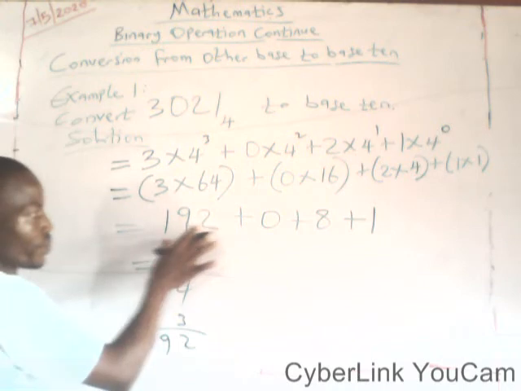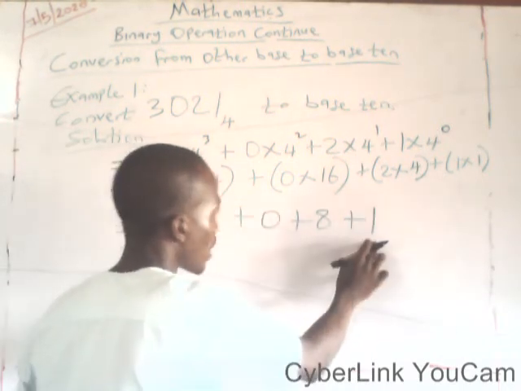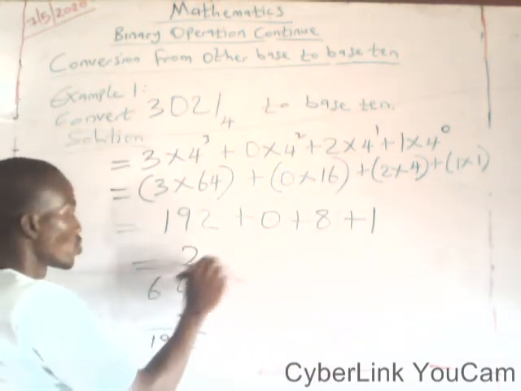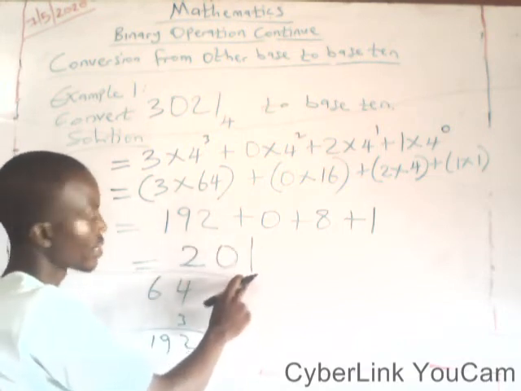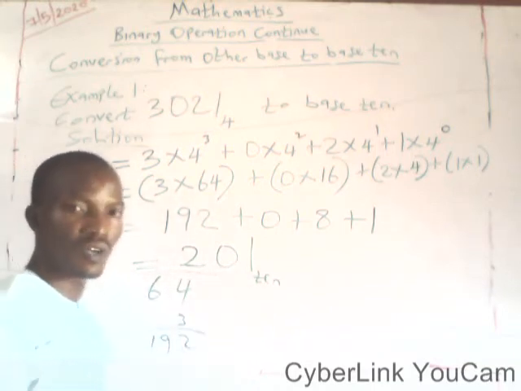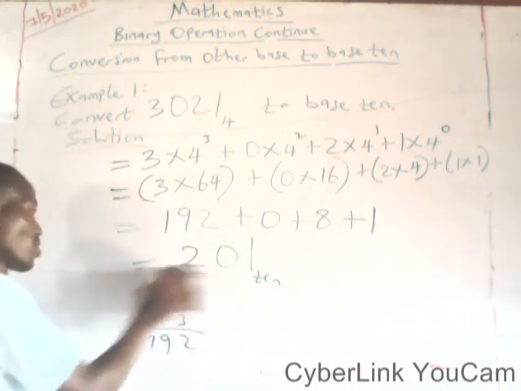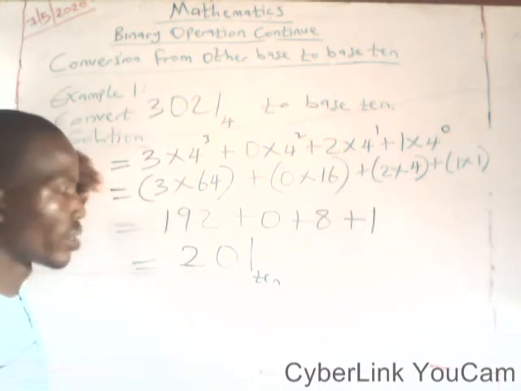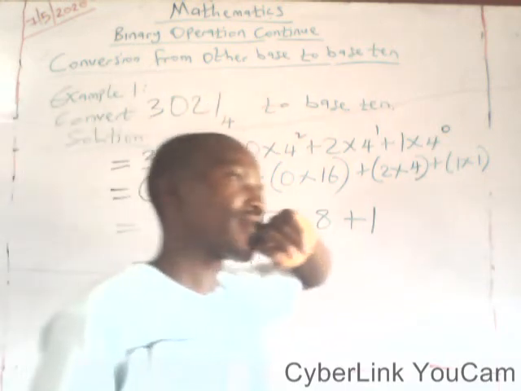Now we want to sum this up. 192 plus 8 plus 1. If you sum it up correctly, you are going to have 201. 201 in base what? That is in base 10. The 10 will be written in figure, or you may decide to write it in letters. So that is the second example, conversion from other base to base 10.